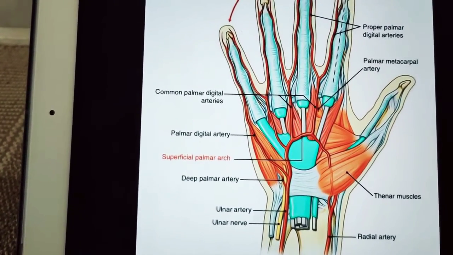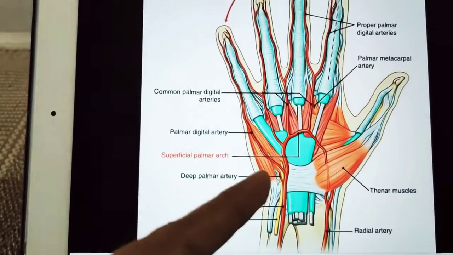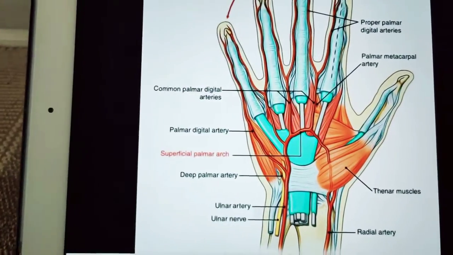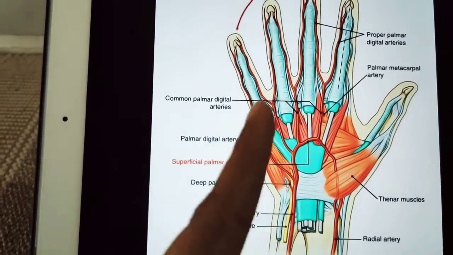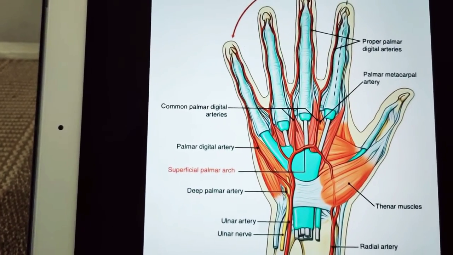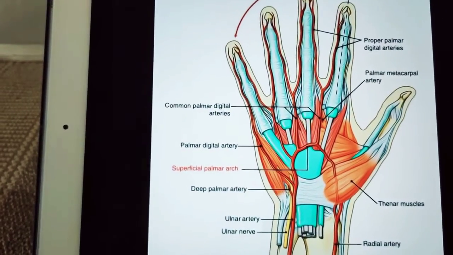It crosses the palm over flexor digiti minimi and also the flexor tendons of fingers and also the lumbricals, and also the digital branches of median nerve. Okay, so it crosses all these structures.